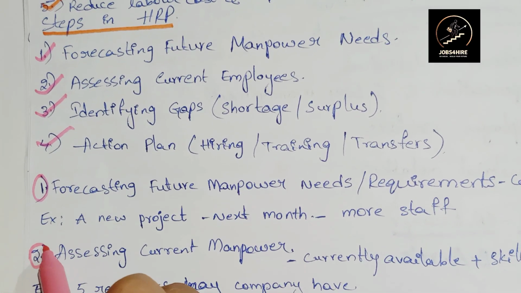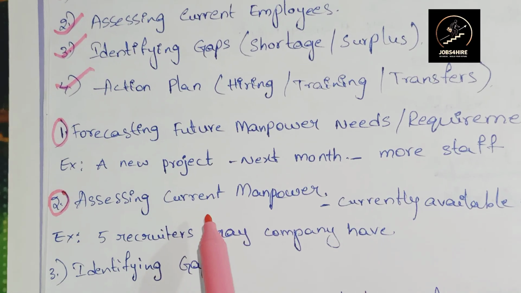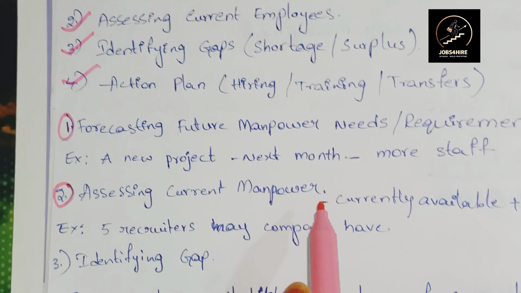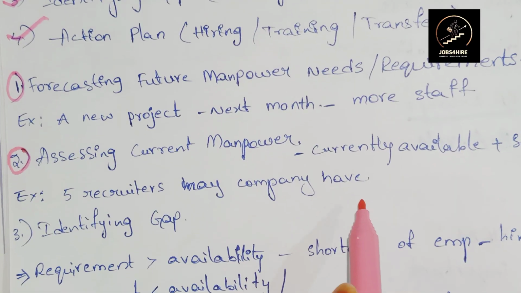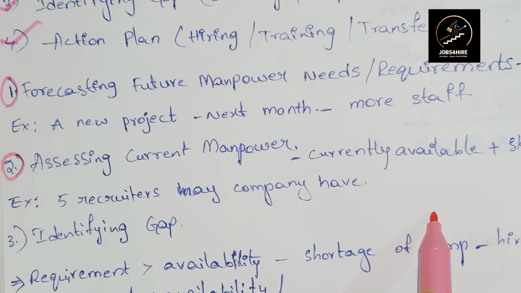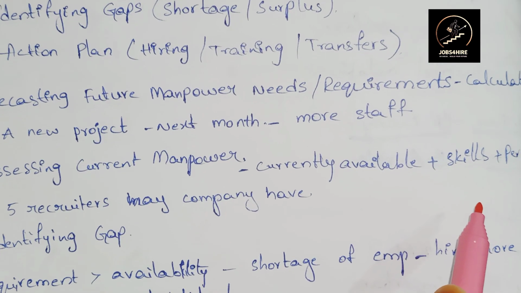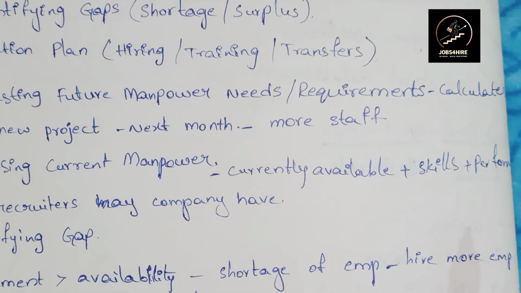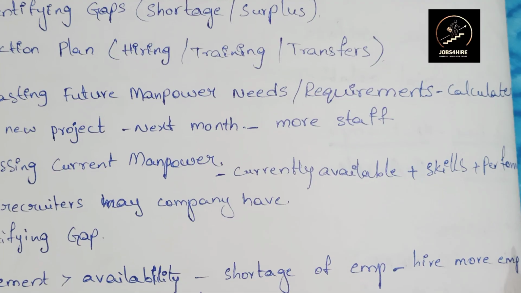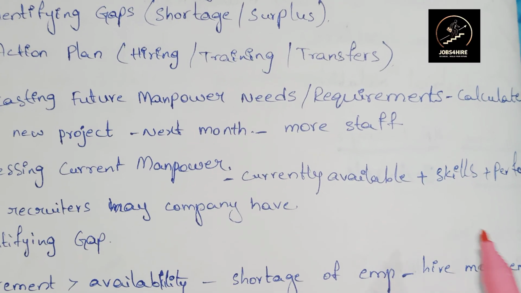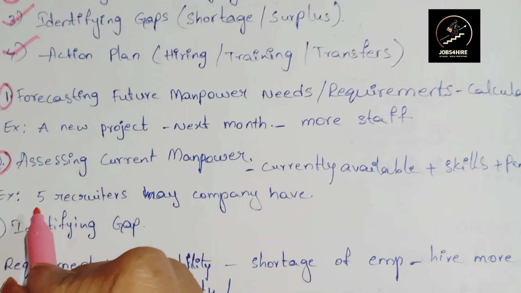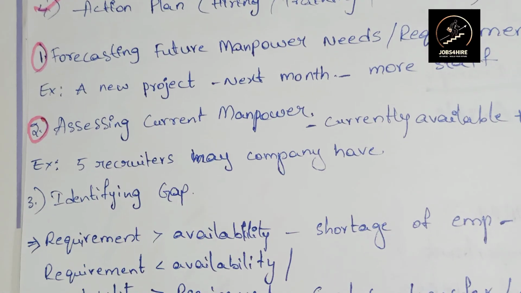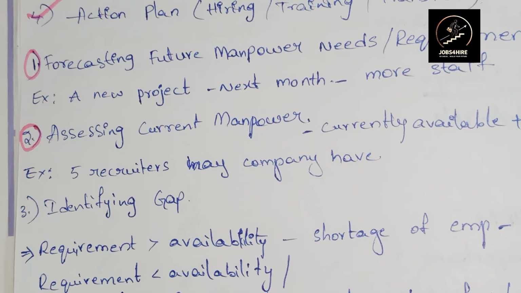Number 2, assessing current manpower, which means the company checks how many employees are currently available, plus what skills and performance level they have. For example, the company has 5 recruiters.